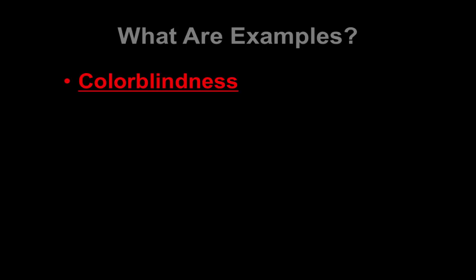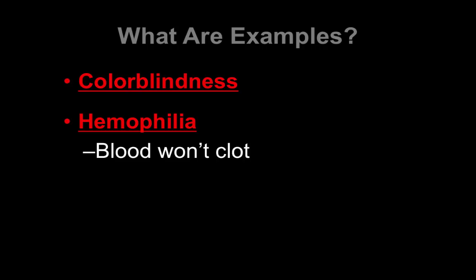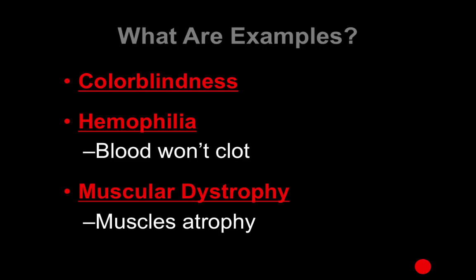Some examples are color blindness, which is actually fairly common, hemophilia, which is a condition in which your blood doesn't clot and you can just bleed and bleed, and muscular dystrophy, in which your muscles atrophy or go away. And these are all sex-linked recessive traits.